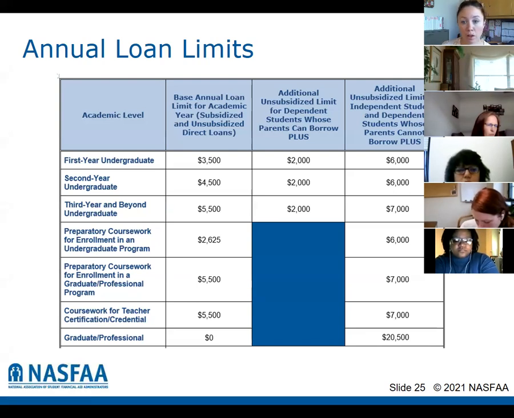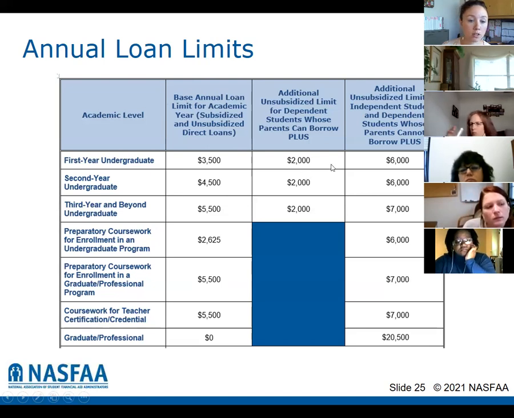Okay. And then there are additional loan amounts that you can have if you are considered independent as an undergraduate student. So you can have 3,500 and another 2,000, making it 5,500, plus another 6,000, making it 11,500.